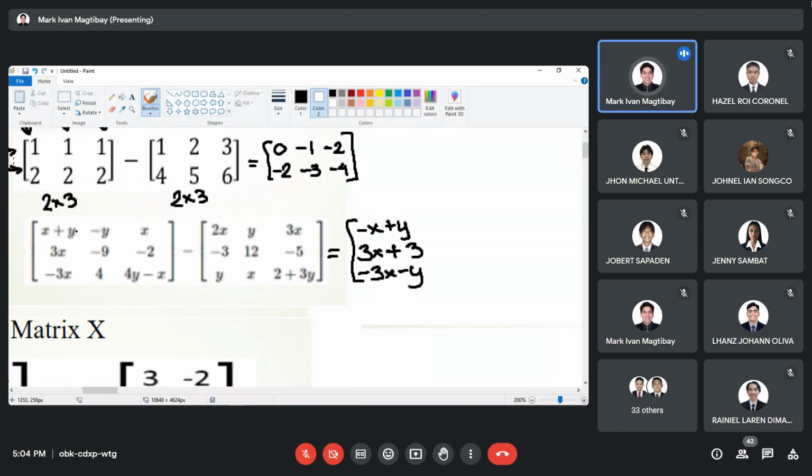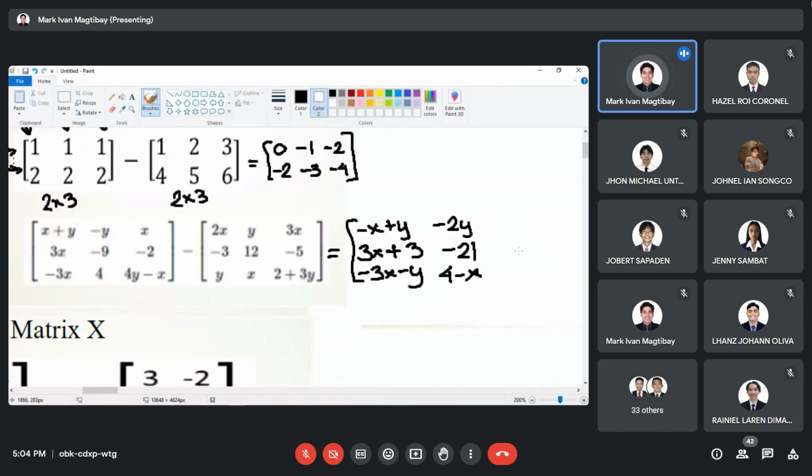Okay, next po. Let's go to the second column. Negative y minus y is equal to negative 2y po. Okay? Negative 9 minus 12 is equal to negative 21 po. Okay? 4 minus x. There's nothing to simplify there, so we just write 4 minus x itself po.